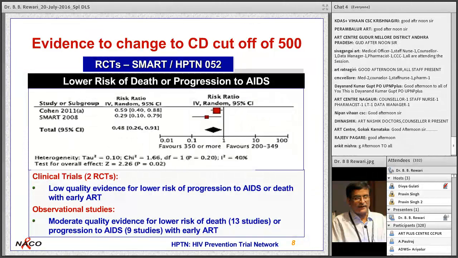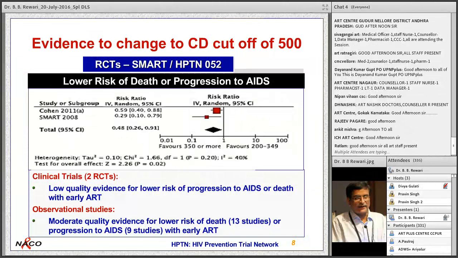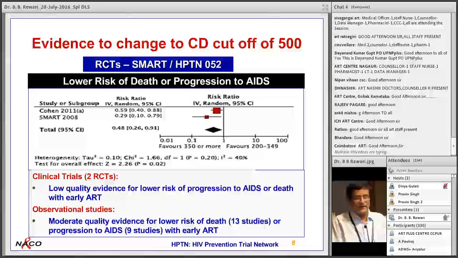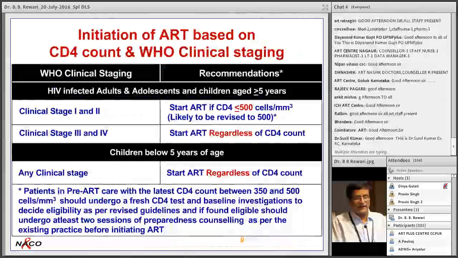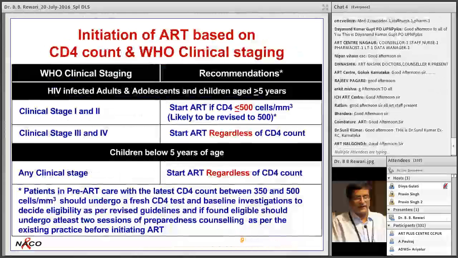So there was evidence for lower progression of AIDS from these clinical trials, which are randomized controlled trials, and also there was evidence from the observational studies in terms of benefit of early initiation of ART. So based on this, now NACO has adopted the guidelines which WHO recommended in 2013.